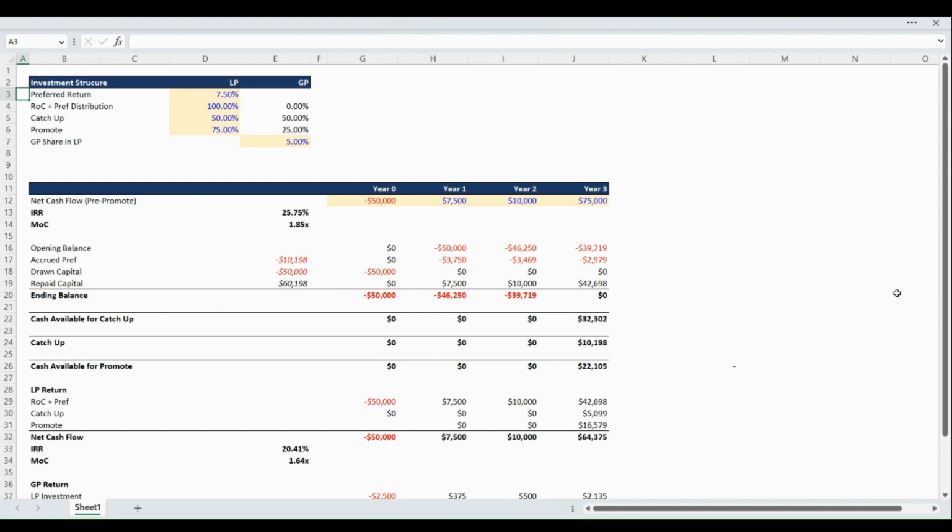We have now concluded the investment structure inputs and move on to the cash flows and waterfall distribution.